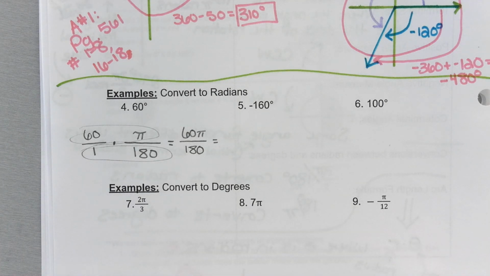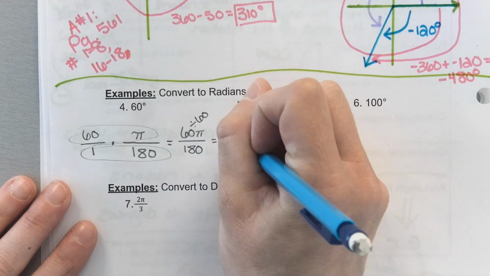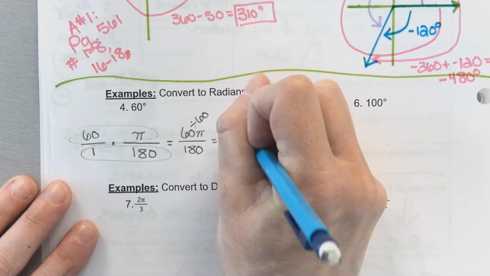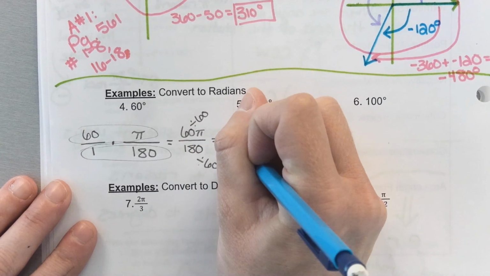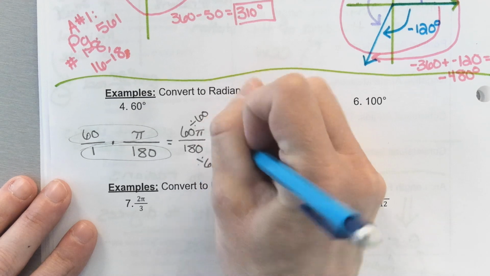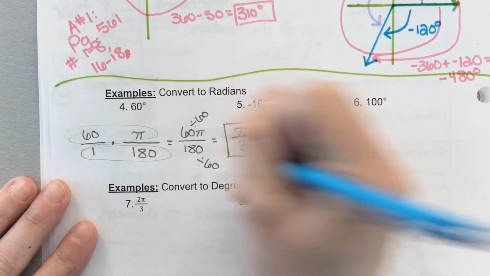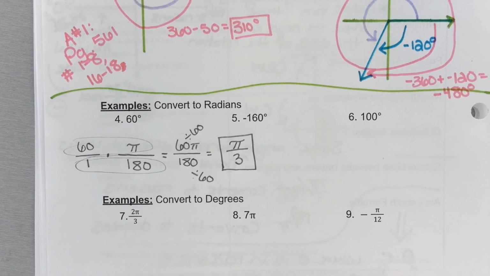What goes into both 60 and 180 evenly? 60, yeah. So let's divide both by 60. What is 60 divided by 60? 1 pi. So in the top I have 1 pi. What is 180 divided by 60? 3. So this would be pi over 3 radians. So that would be the conversion. You don't need to write radians. I will know it's radians if there is a pi.